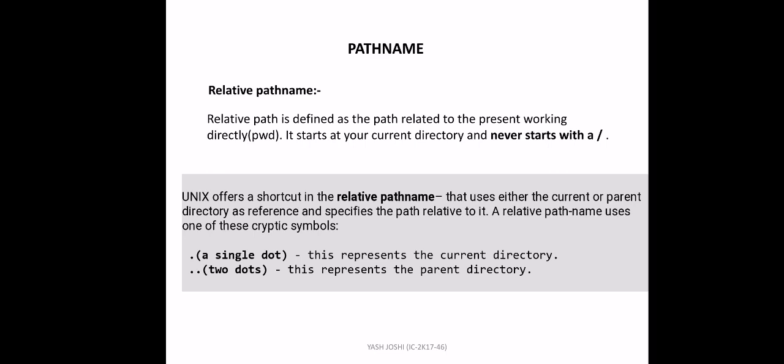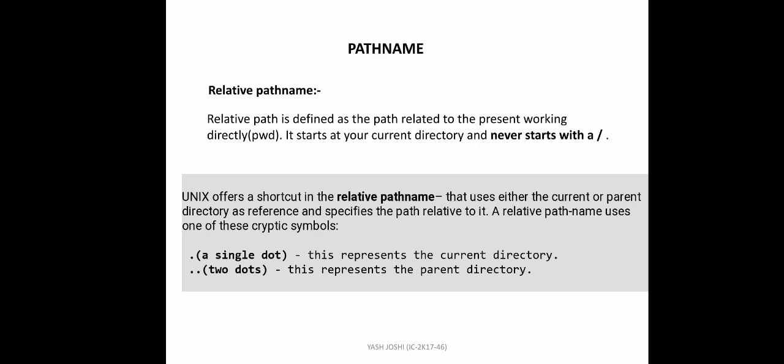Unix offers a shortcut in relative path name that uses either the current or parent directory as a reference and specifies the path relative to it. A relative path name uses one of these cryptic symbols. A single dot represents the current directory. Two dots represent the parent directory.